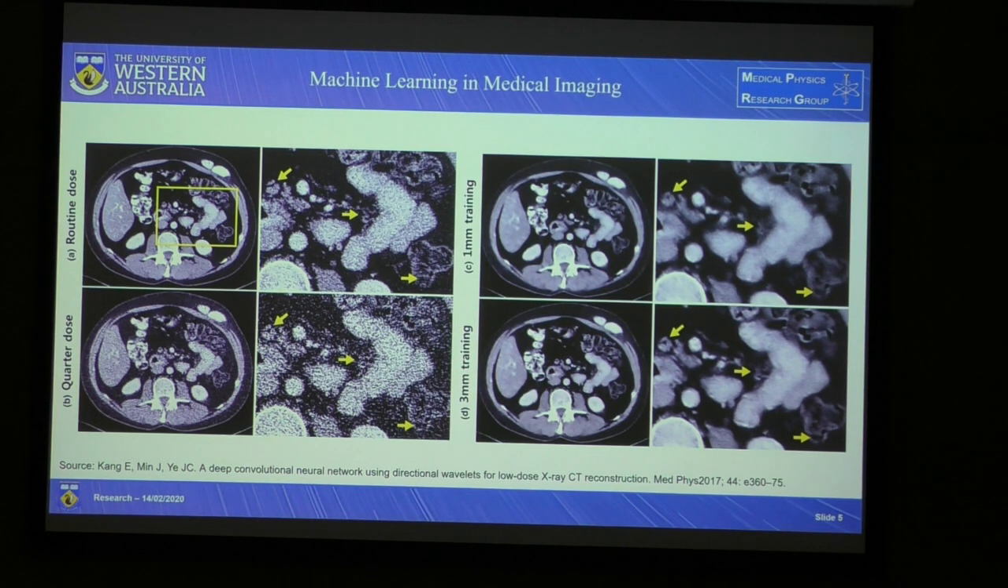And we can observe that the image quality seems to be at least equal to what we would expect in a routine dose CT. And we get this additional smoothing due to noise reduction as the architecture of the neural network was tailored for denoising. And so I'm just going to pass on to Dane now.